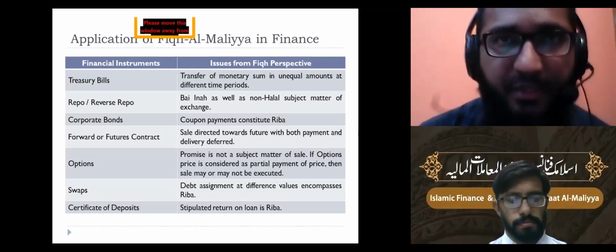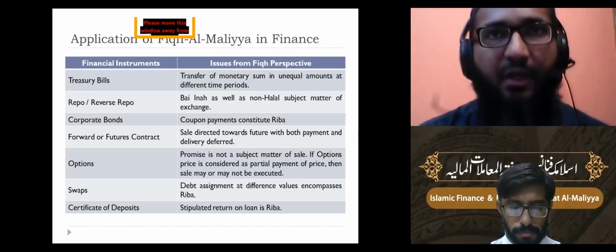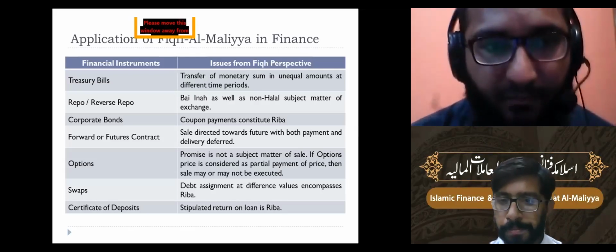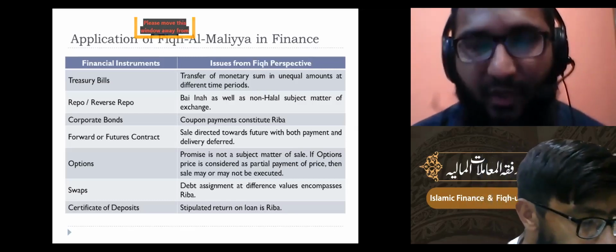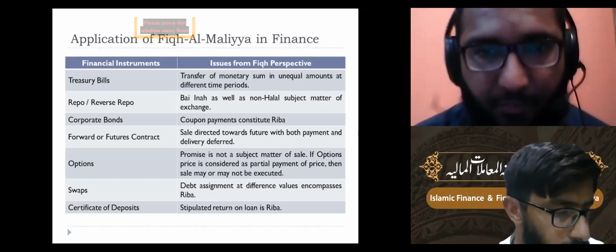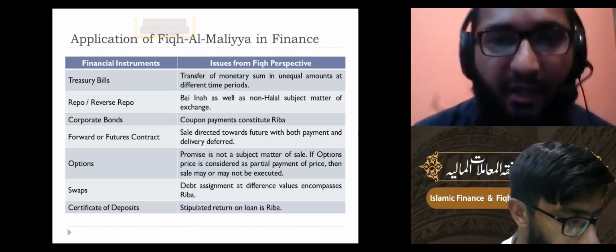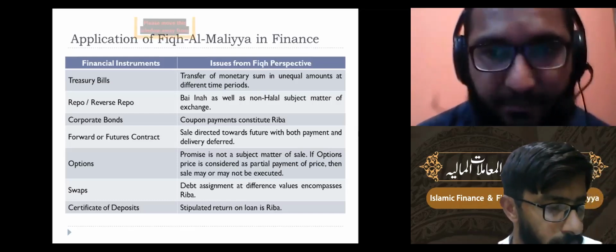What about options? Options are derivative contracts which give the right to buy or sell an asset. Now, in Islam, a promise is not a subject matter of sale. You cannot sell promises. You cannot make a trade in promises. So if you make a promise, it is not going to be a subject matter of sale. You cannot have a consideration against the promise.